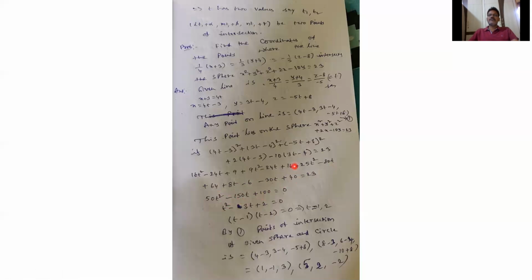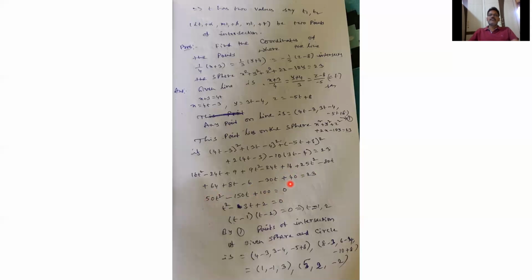Here 9 plus 16, 25. If taking the left side, 25 minus 23, 2. So 9 plus 16 is 25, 25 minus 23 is 2. And 2 plus 64 is 66, minus 6, 60. Plus 40, 100. We'll get 100.